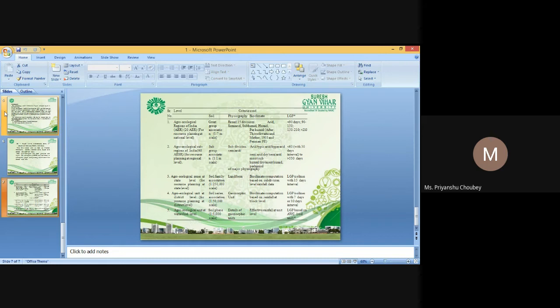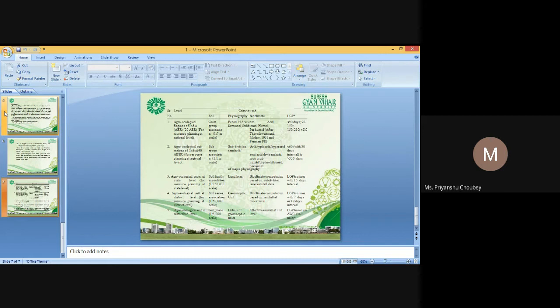Agroecological zones at state level for resources planning at the state level. The soil family is associated with 1:250,000 scale, landform, and bioclimatic composition based on subdivision level rainfall data. LGP is on the line with a 15 days interval. Agroecological unit at district level for resources planning at the district level.